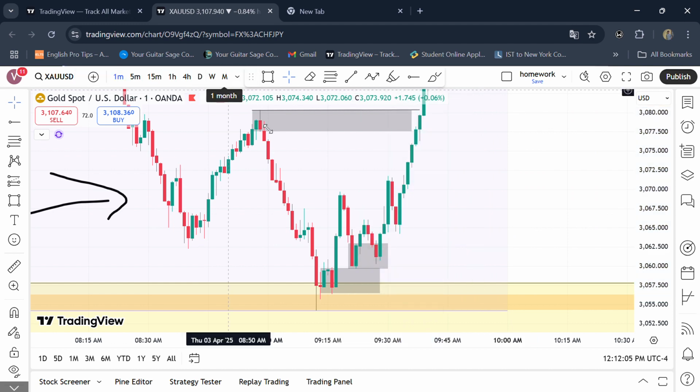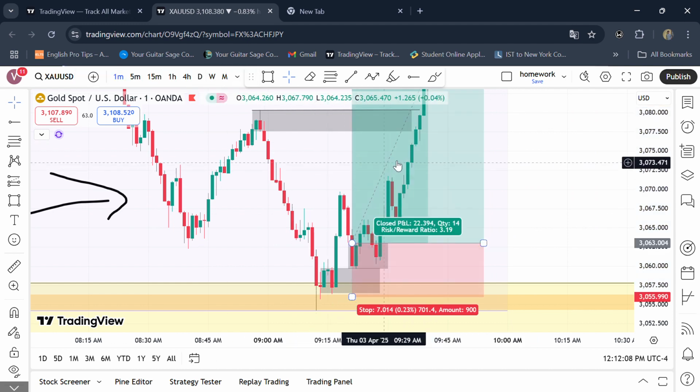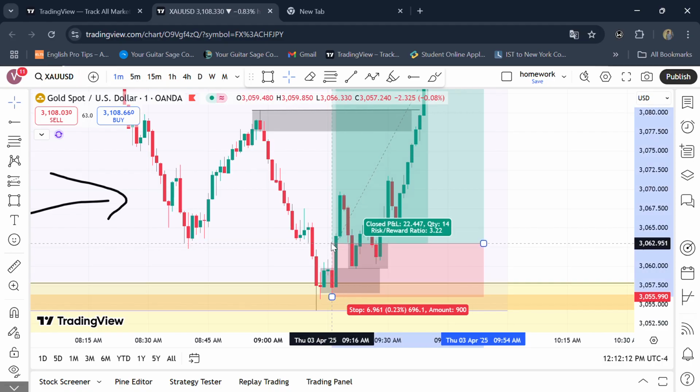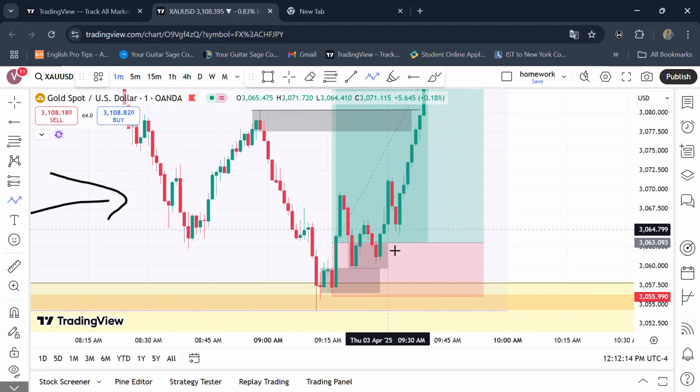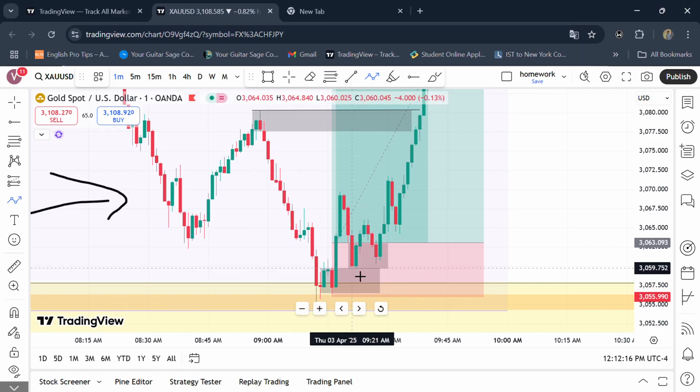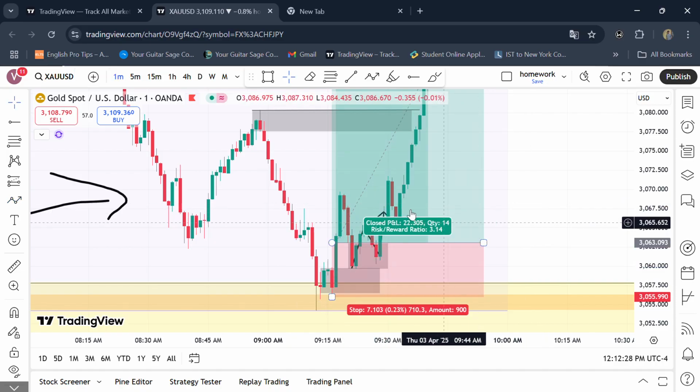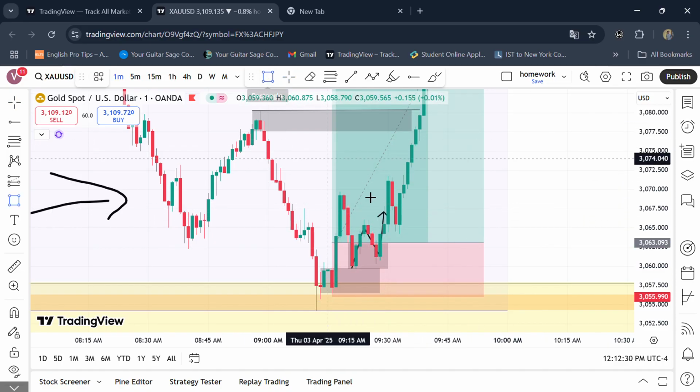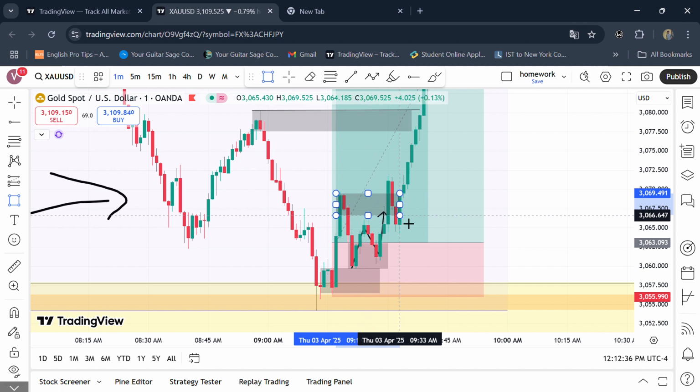I'll remove this for a while. Okay, no, I need it. What you saw is that the trade started respecting this order block and it went up. Then it respected another order block and again went up. So what was the possible thing that could have obstructed it on its way? It was this 1 minute order block.